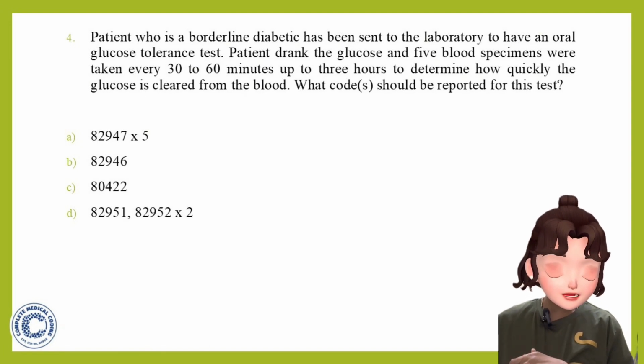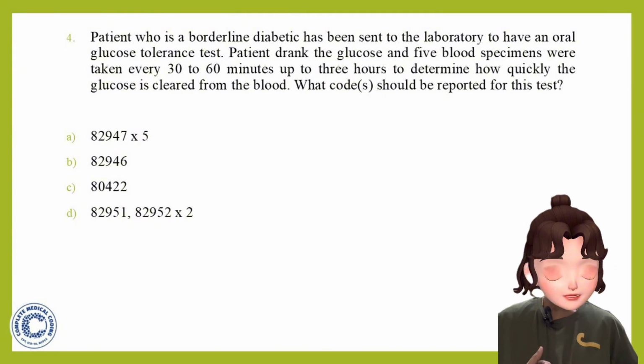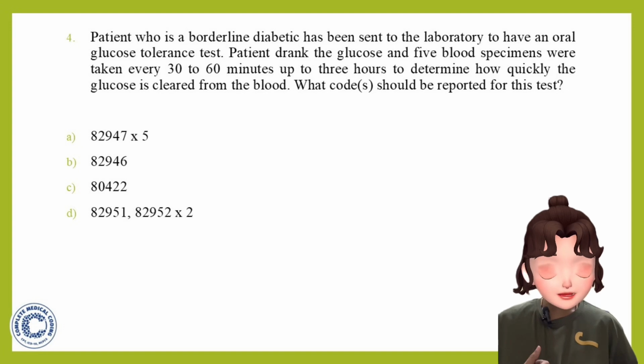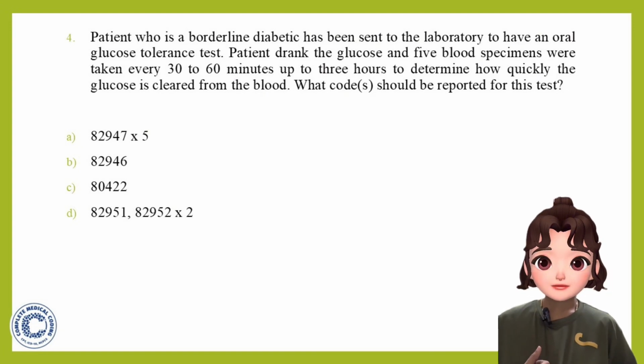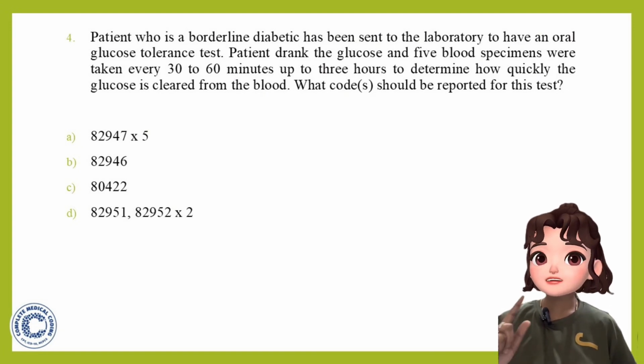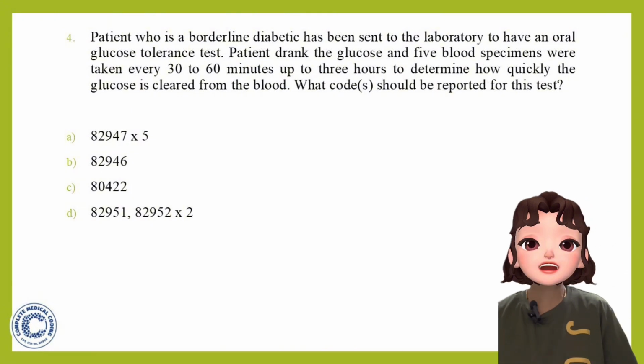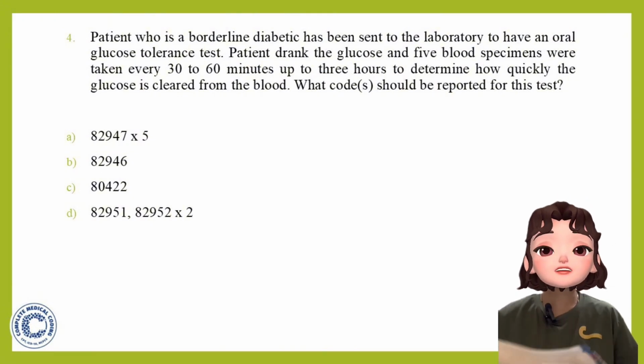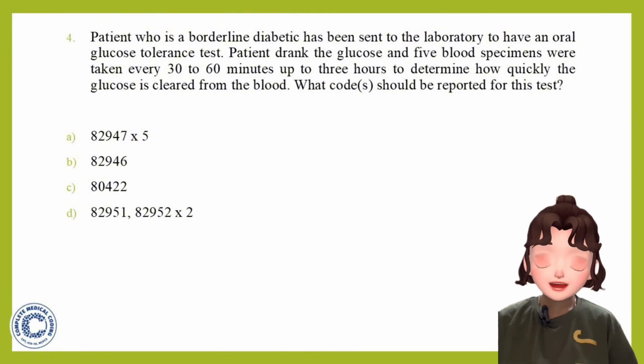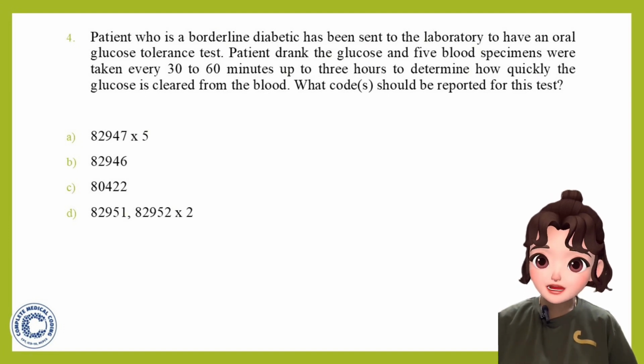What is 82951? Yes, glucose tolerance test, GTT, 3 specimens includes glucose. Includes glucose means, here it's mentioned that the patient drank the glucose, because it will be given by the provider from the hospital. So 82951 is GTT, glucose tolerance test. Yes, that's what we need.